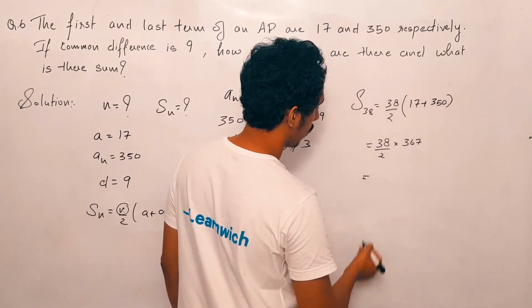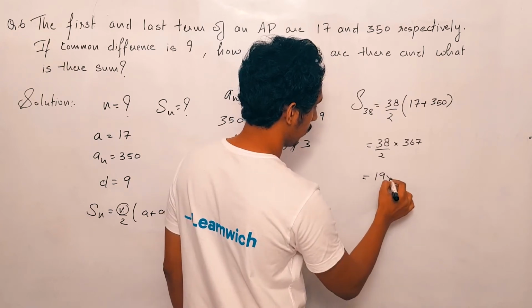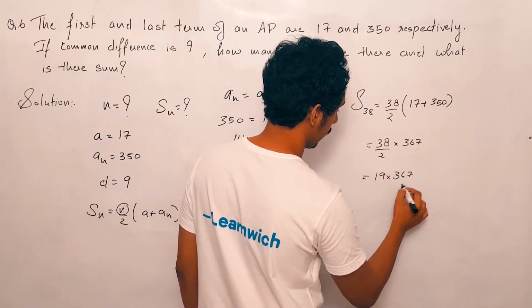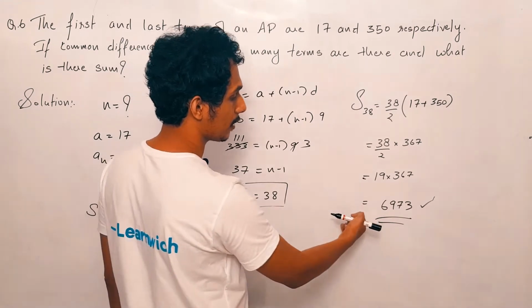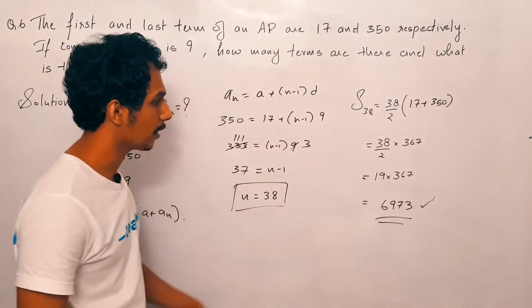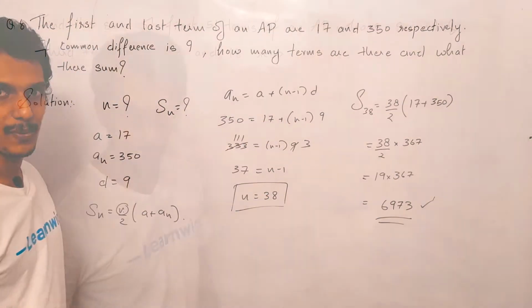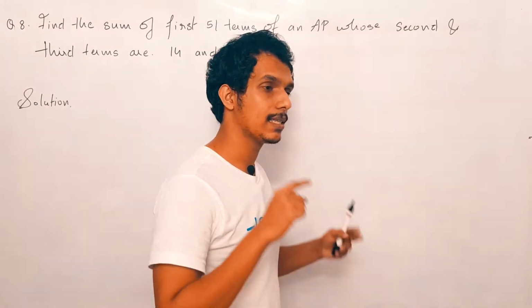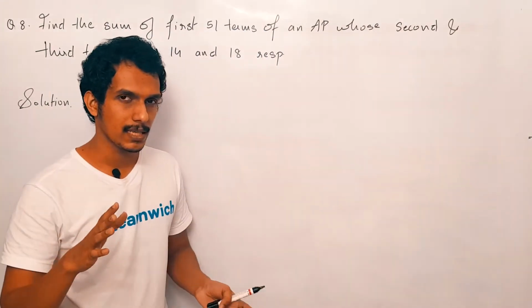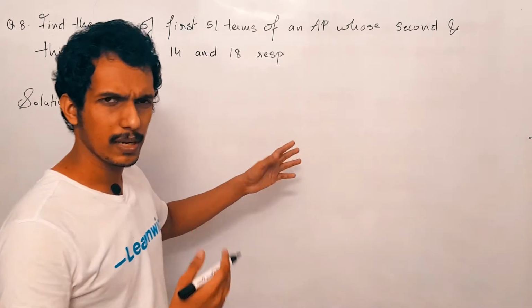Yeah, so solving, you get 19 into 367, which is 6973. Okay, so let's go to the next question. After the 6th we have the 7th question, which is very easy. You can do it on your own. That is a similar type of question.